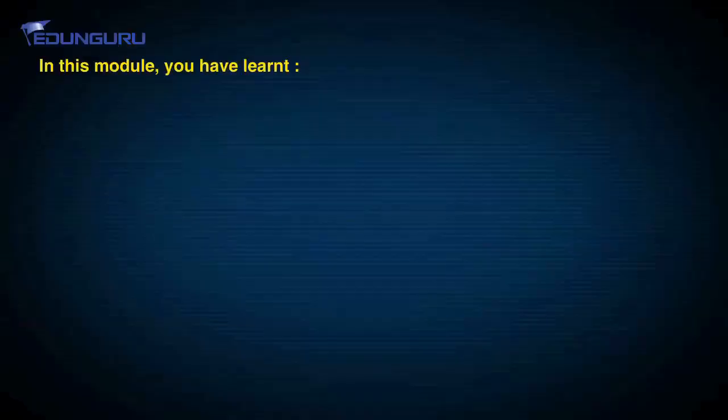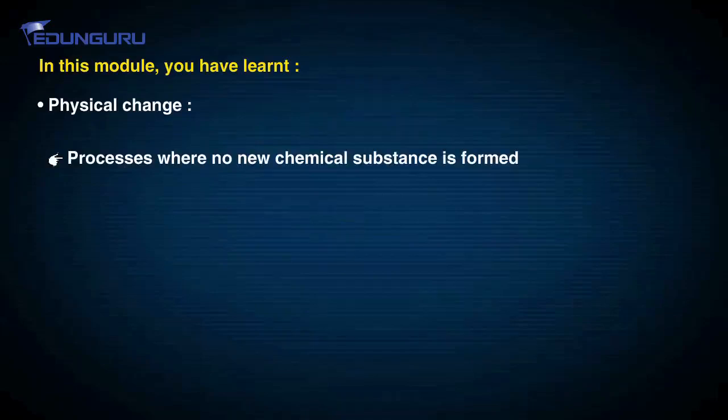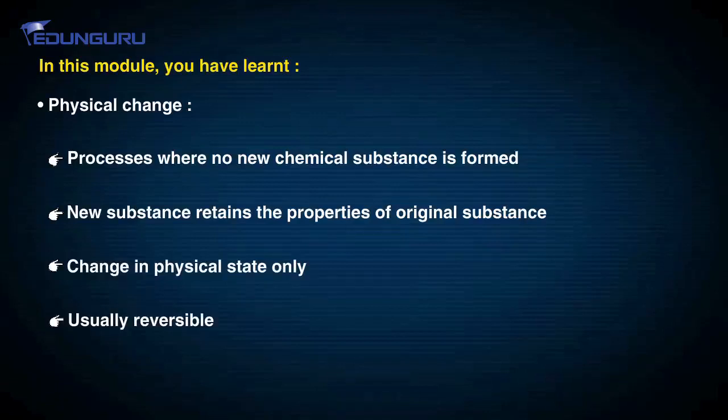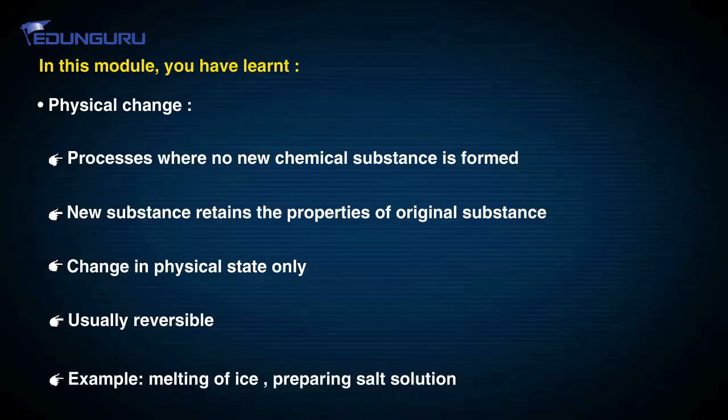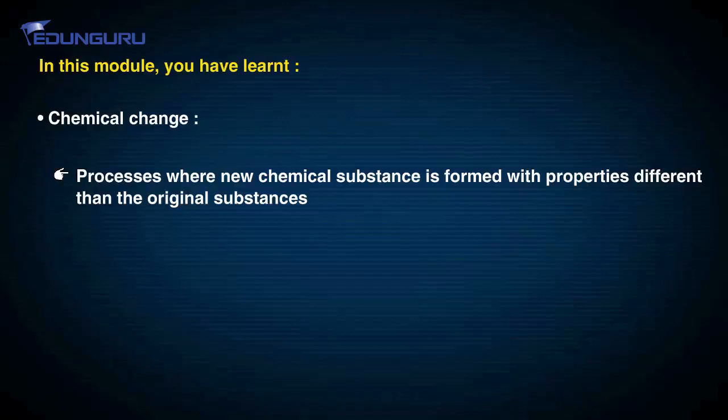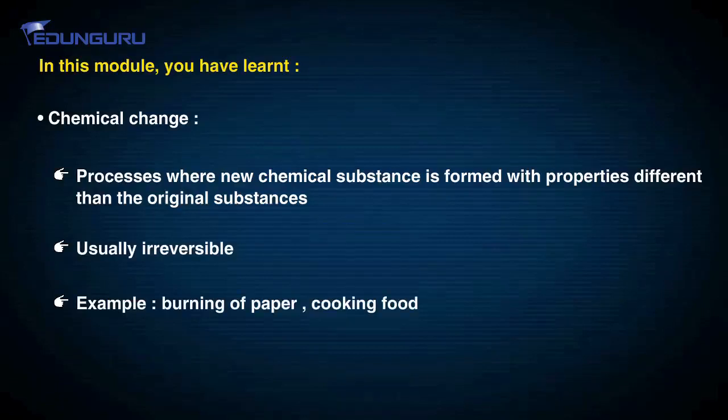Thank you, ma'am. In this module, you have learned that physical change is a process where no new chemical substance is formed. The substance retains the properties of the original substance. Change in physical state only, usually reversible. Example, melting of ice, preparing salt solution. Chemical change is a process where a new chemical substance is formed with properties different from the original substances. Usually irreversible. Example, burning of paper, cooking food.